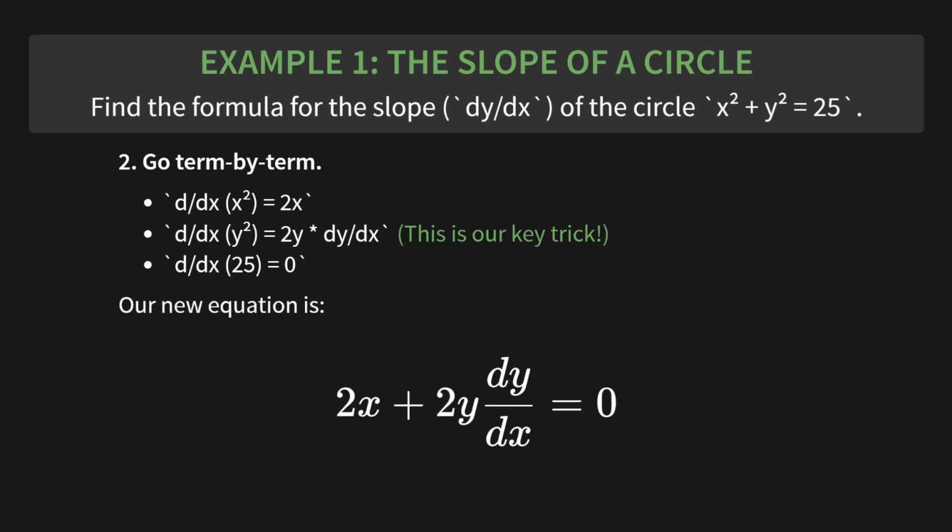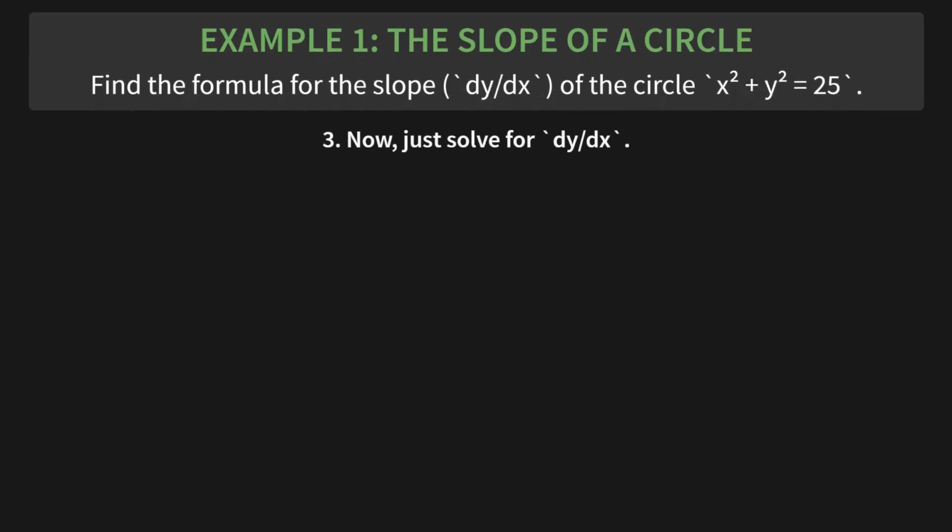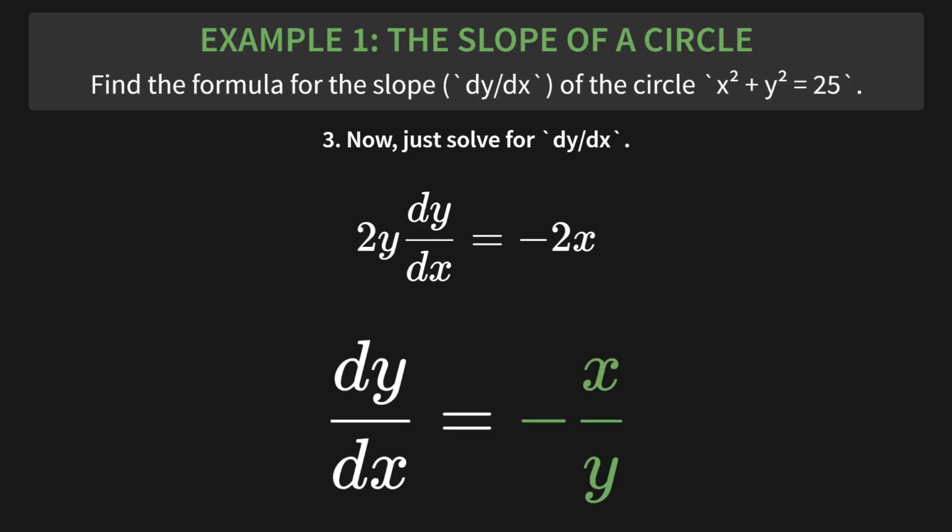Okay, last part, step 3. Now we just solve for dy/dx. We subtract 2x from both sides to get 2y dy/dx equals negative 2x. Then we just divide by 2y, and we get dy/dx equals negative x over y. This is our answer. But does it work?